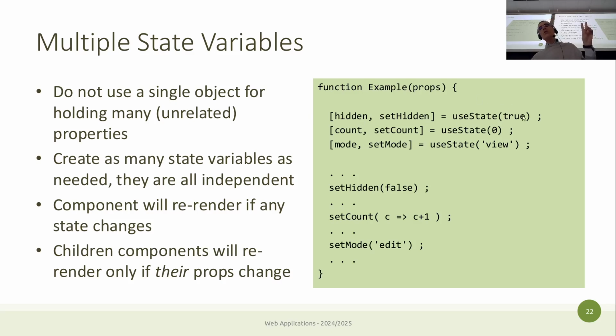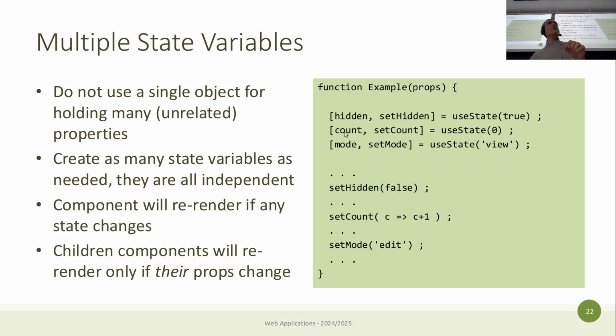Hidden, set hidden, useState true. Okay? And if I want to change hidden, I cannot write hidden equal to something again. But I need to use the set hidden. And then I define count. Count, set count, useState 0.